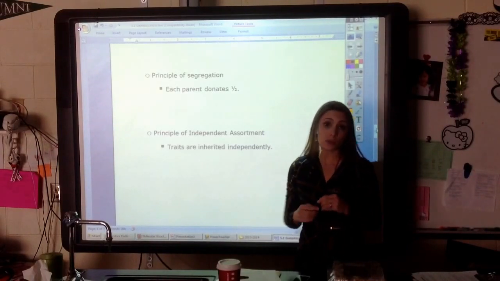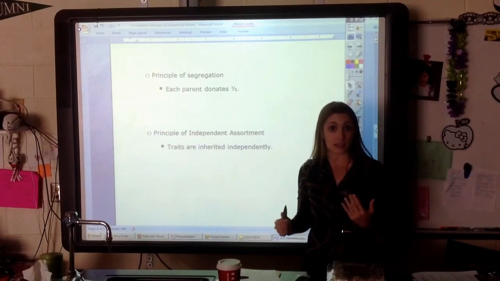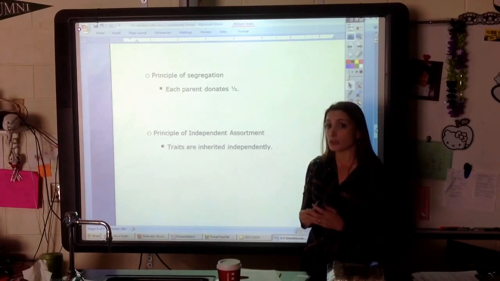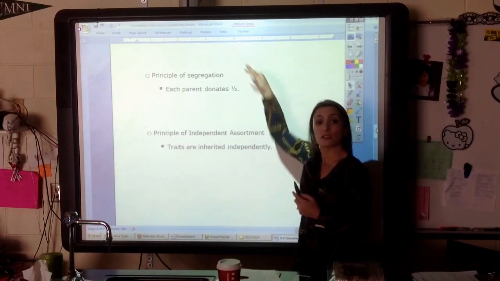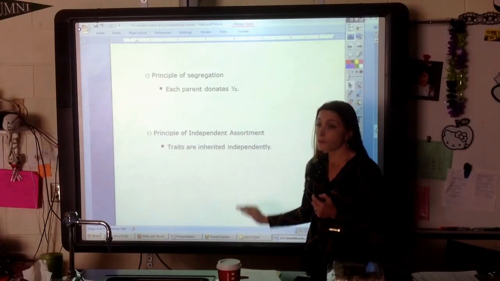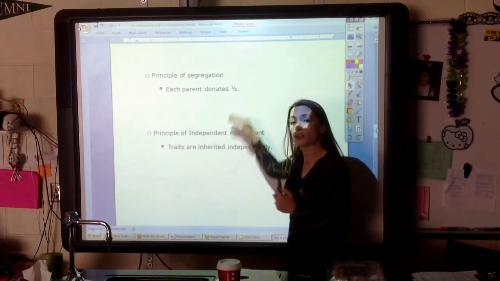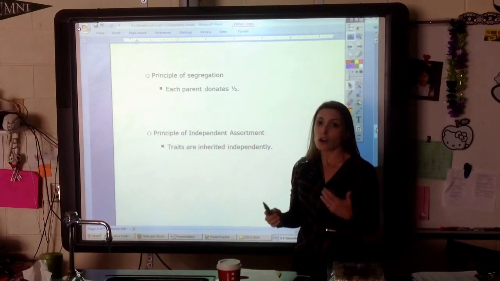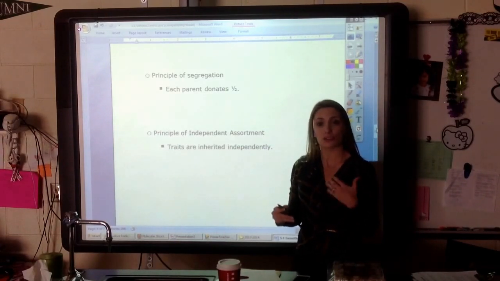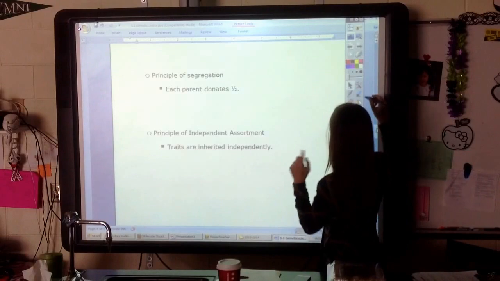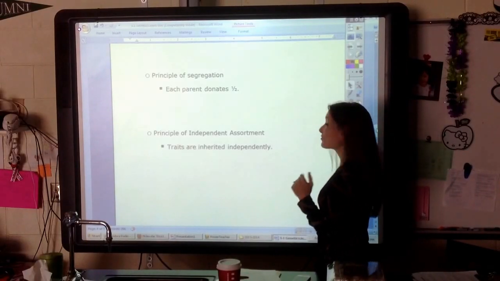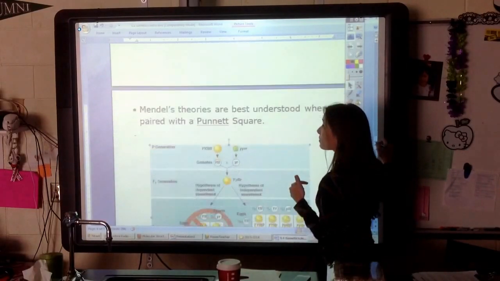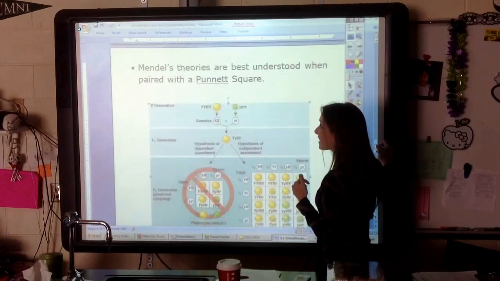Now these principles hold true in most cases. We will be examining in this unit some cases where these don't hold true. But for the most part, you really need to know these three principles because they explain how organisms inherit traits, at least the traits that are genetic. Remember, if you think of something like the language you speak, that's not genetic.